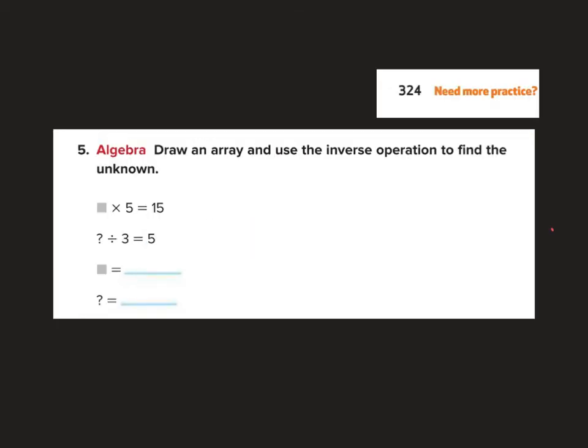All right, this one is on page 324. So let's look at number 5. This is called an algebra question just because it has the question mark or the box in our number sentence. So it says draw an array and use the inverse operation, which means if it's a multiplication problem, we're going to divide. If it's division, we're going to multiply. It just means the operation that undoes the other one to find the unknown.